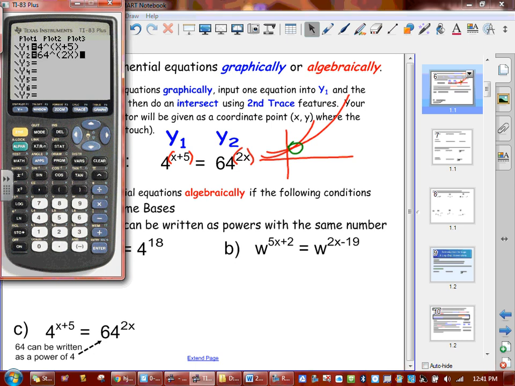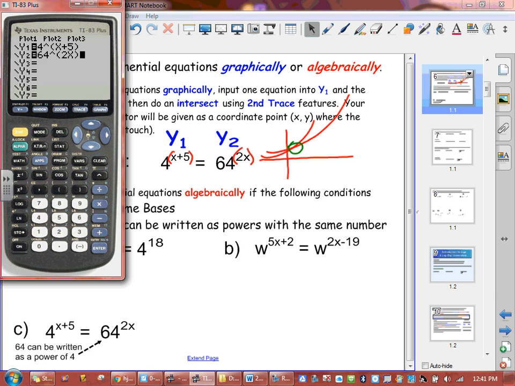Once we get our information loaded, we have no idea what kind of window we need. So the biggest thing we do is hit graph, and then hit zoom 0. Zoom 0 is a fit graph. It's going to try to get it so we can see the intersection point. From there, we can mess with our windows so we can see the part we need better.